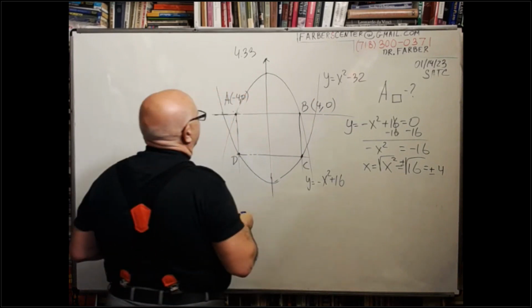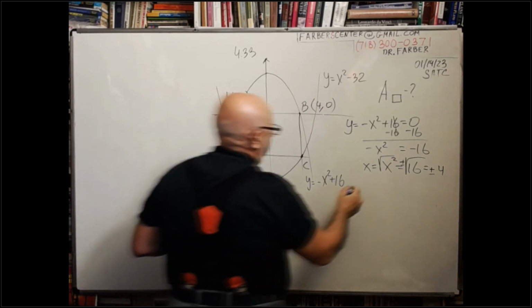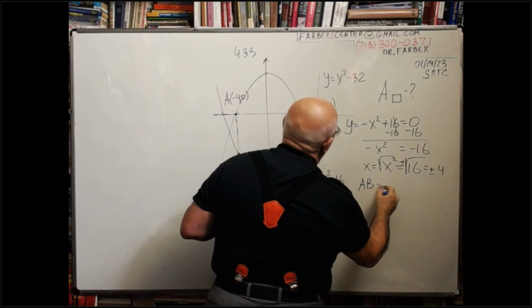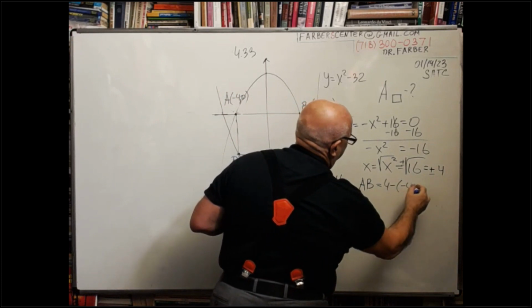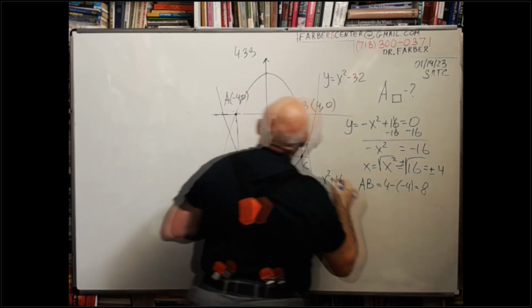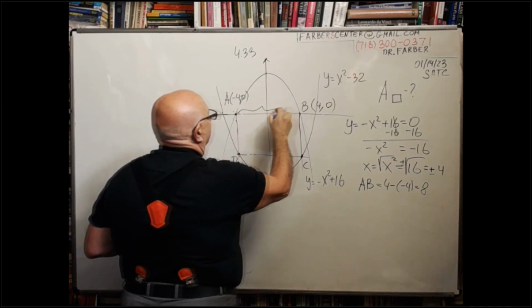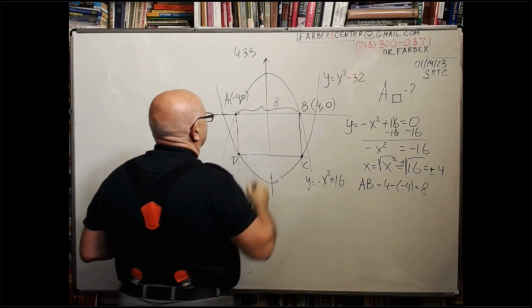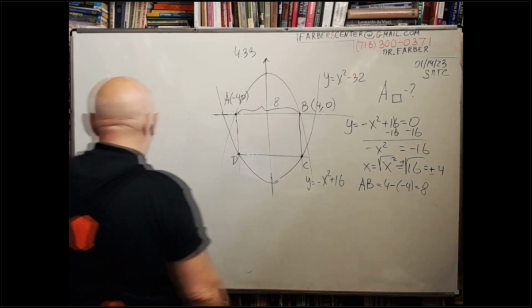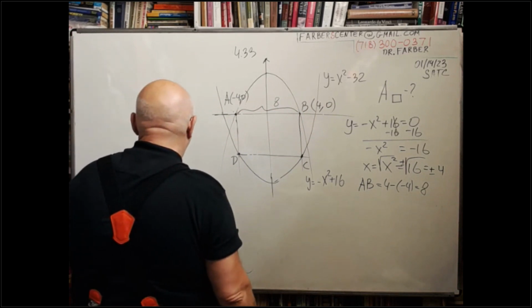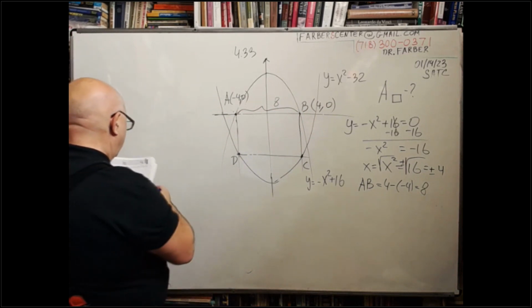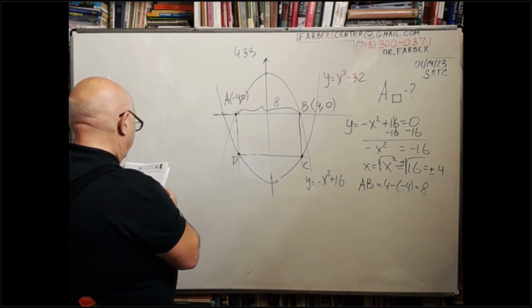From here, you can easily find AB. 4 minus negative 4, which is 8. So this is 8. So far, so good. Now, any questions?